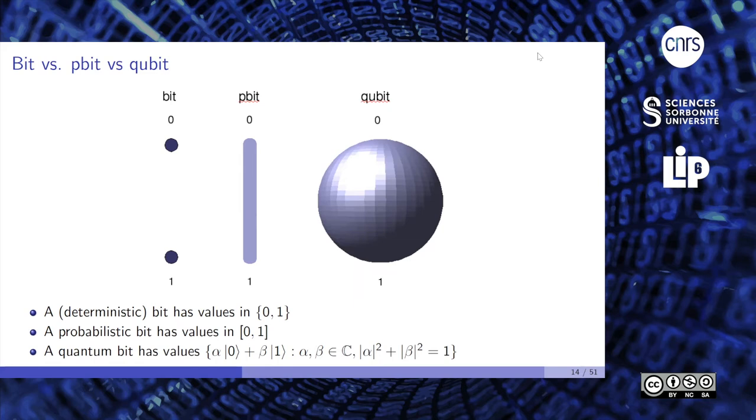But more than that, as you will see later, with probabilistic bits you're sampling from a distribution, but then the value is fixed. If you have zero with probability p and one with probability one minus p, once you sample this value, the value is fixed. The important part of the qubit is that you have both of them at the same time. You have the superposition of zero and one, and both of these elements in superposition are important, and they influence the outcome of the computation.